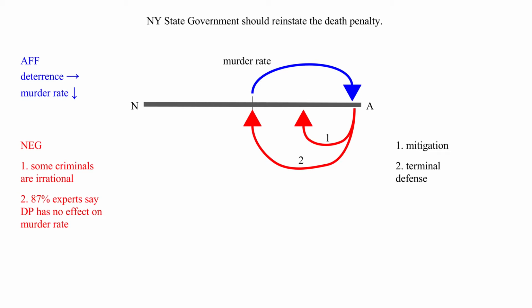That logic only works if the affirmative makes that response, however, and so in the absence of that response, if the negative makes this argument and the affirmative just drops it entirely in its next speech, then we are left right here in the middle, and the judge can't really use the murder rate impact to determine who wins the round, and the judge has to look elsewhere on their flow.